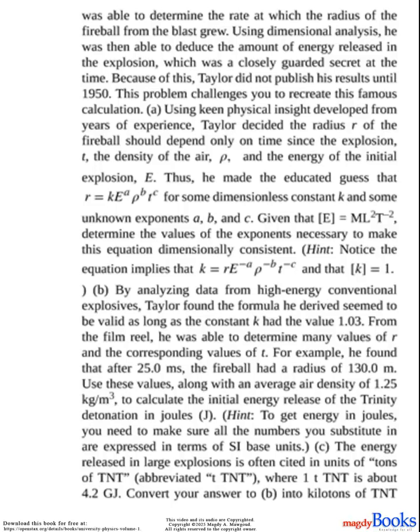A. Using keen physical insight developed from years of experience, Taylor decided the radius r of the fireball should depend only on time since the explosion, t, the density of the air, rho, and the energy of the initial explosion, E. Thus, he made the educated guess that r equals k E^a rho^b t^c, for some dimensionless constant k and some unknown exponents a, b, and c. Given that [E] = M L^2 T^-2, determine the values of the exponents necessary to make this equation dimensionally consistent.